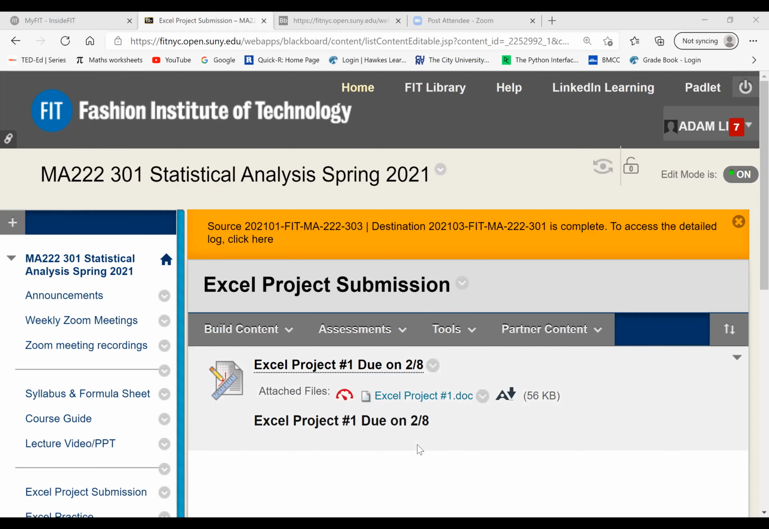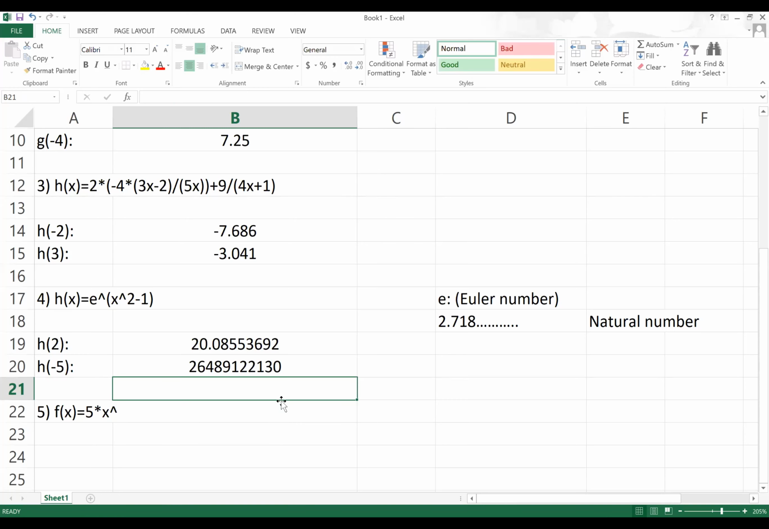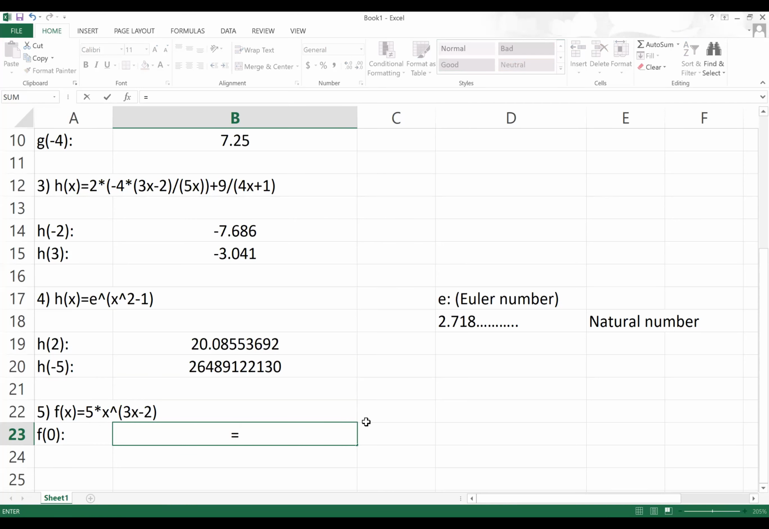So now let's just continue. Let's just finish up really quickly. So this is question 5. Again, it's the exponent, so x raised to 3x minus 2. First thing we do is replace x with a 0. We're talking about f of 0. So right here, put an equal sign first, 5 times 0, right? x becomes 0, 0 raised to 3 times 0 minus 2.